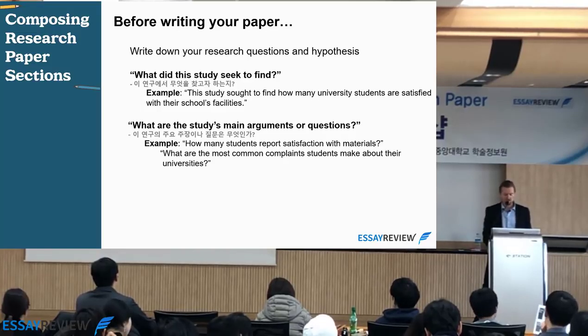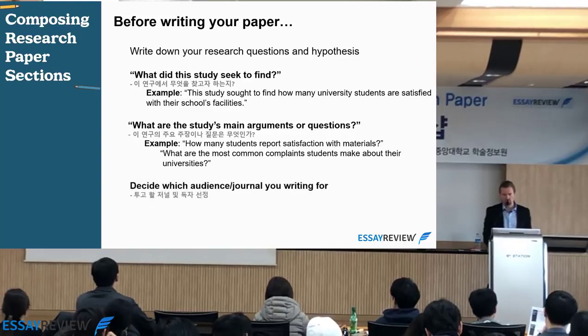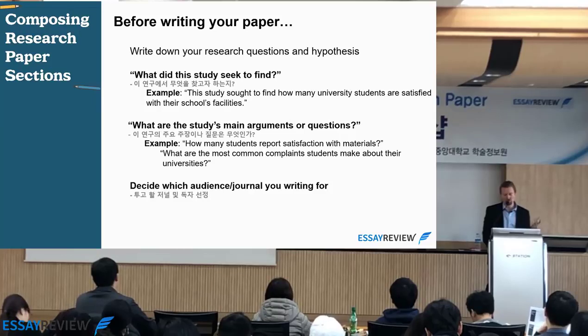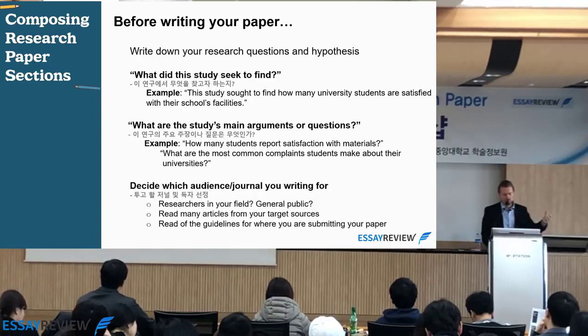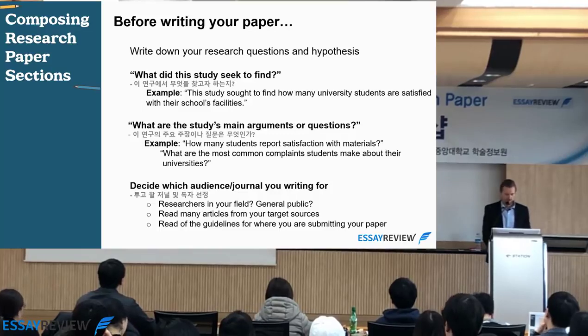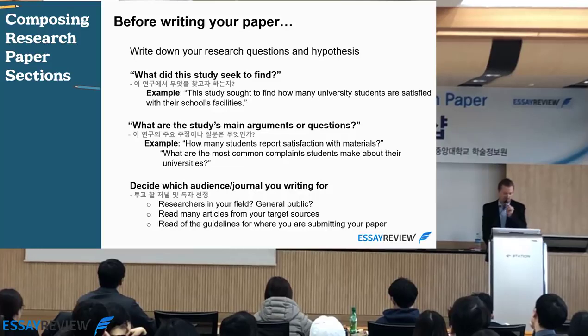You also want to decide which audience or journal you're writing for. Really the only way to know how to do this is to read the articles in the journal. Or if you're applying for a conference, to research that conference and see how other authors write. That's about all we can say about that.